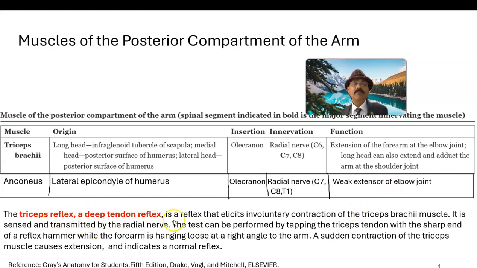Triceps reflex, the tendon reflex, is the reflex that elicits involuntary contraction of the triceps brachii muscle. It is sensed and transmitted by the radial nerve. The test can be performed by tapping the triceps tendon with the sharp end of the reflex hammer while the forearm is hanging loose at a right angle to the arm. A sudden contraction of the triceps muscle causes extension and indicates a normal reflex.